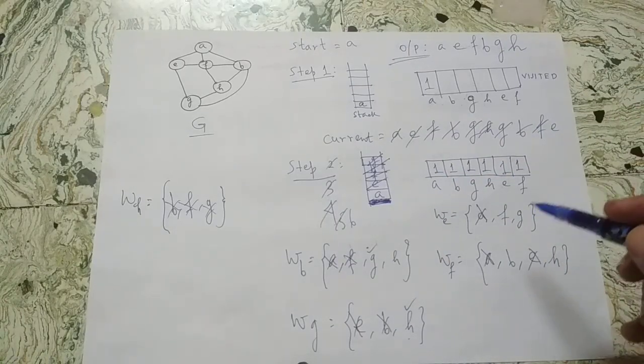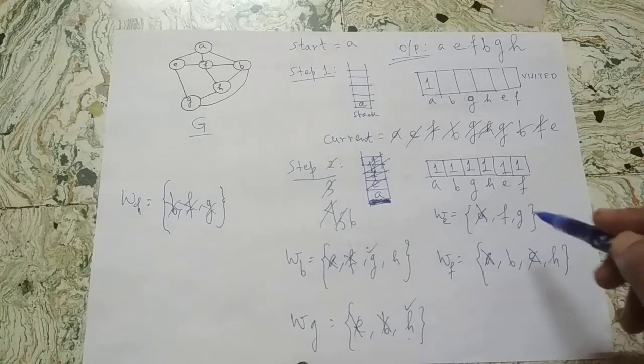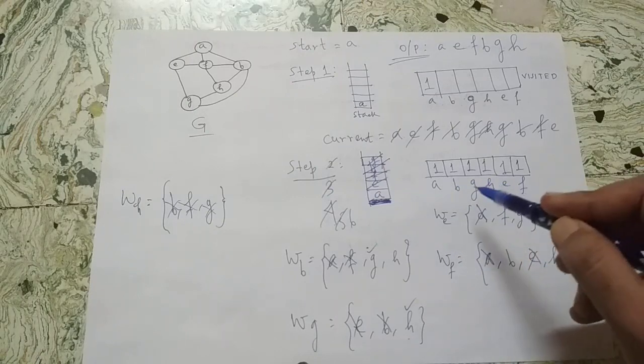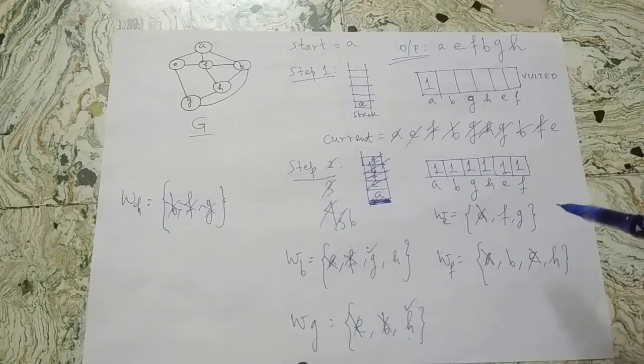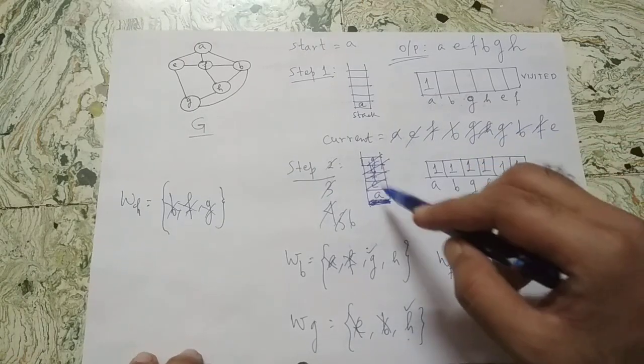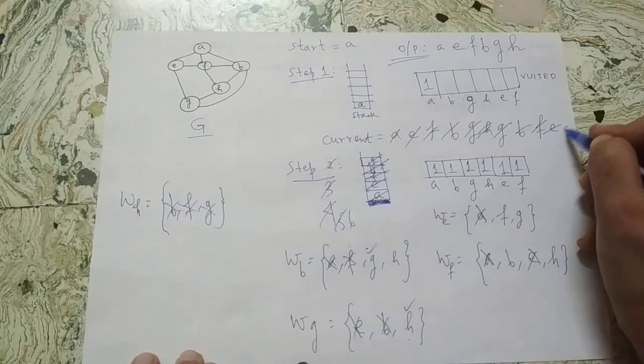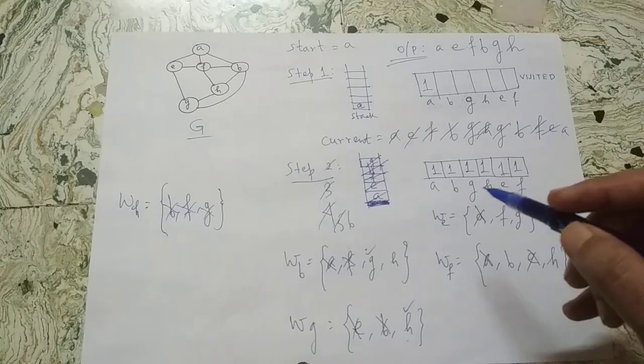Now again, what are the adjacent vertices of E? The adjacent vertices of E are A, F, and G. Out of A, F, and G, all have been marked as visited in the visited array, so there's nothing you can do. And the topmost element of the stack is A, so you'll have to pop A and make it your current vertex. Now you look at the adjacent vertices of A.